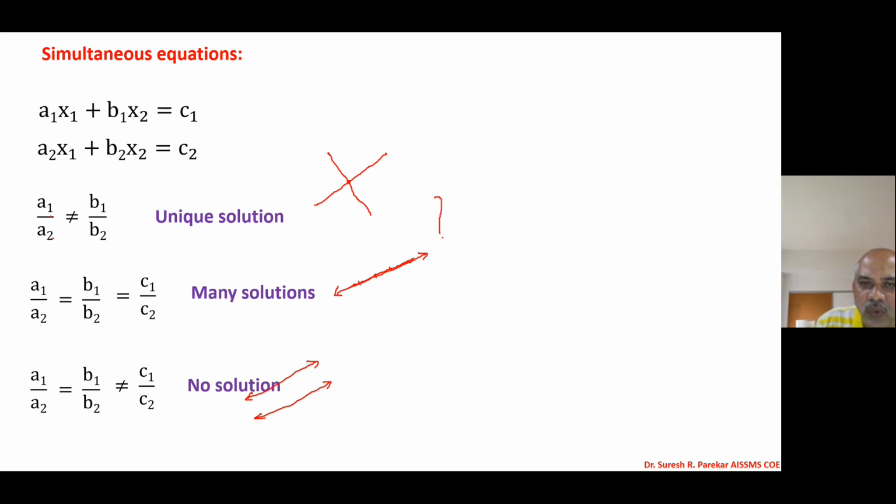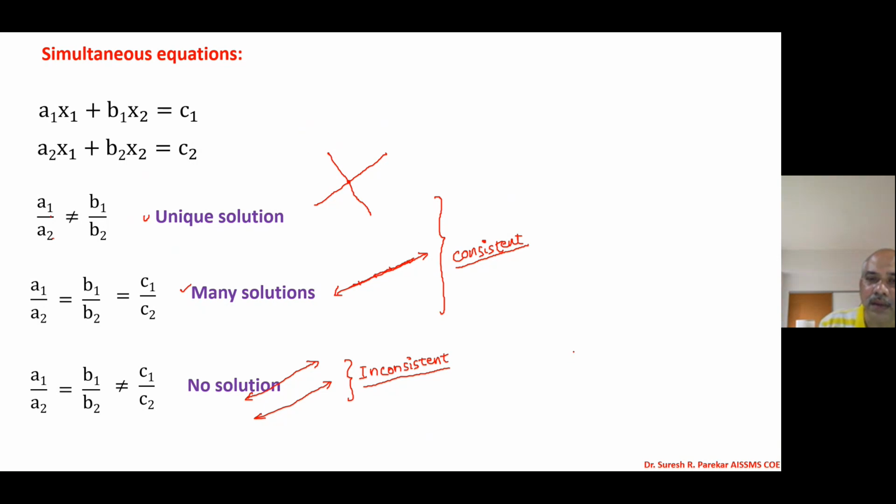Now, when we have these two, then we say that equations are consistent. And when we have no solution, then we say equations are inconsistent. So when we have a unique solution or many solutions, or we say infinite solutions, then we say the set of equations is consistent. And when we do not have any solution for that set of equations, we say it is inconsistent. And accordingly, we have to go for the problems of this simultaneous equation.